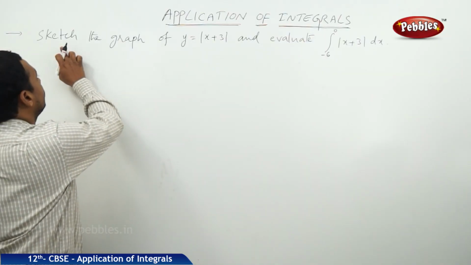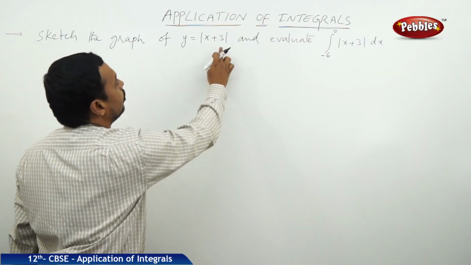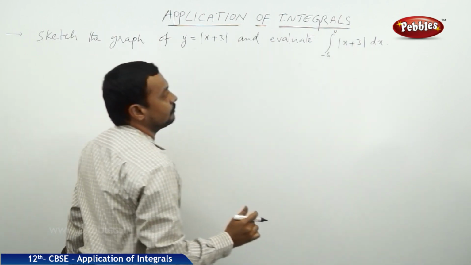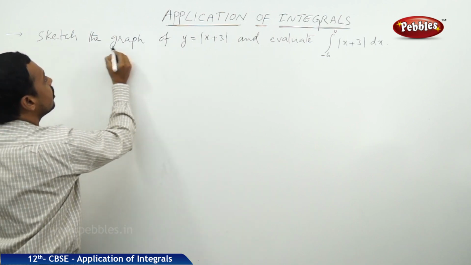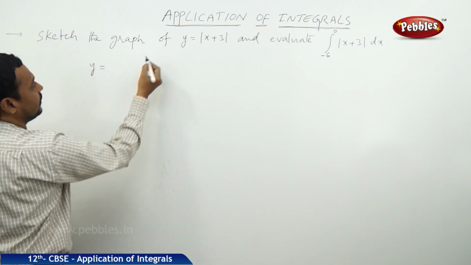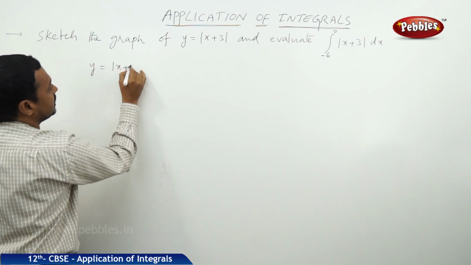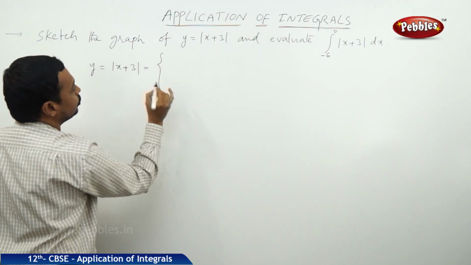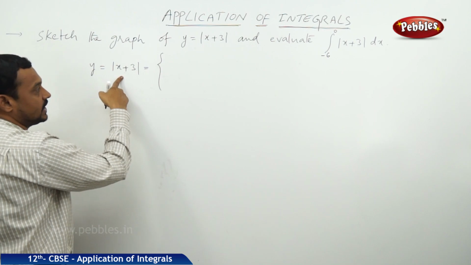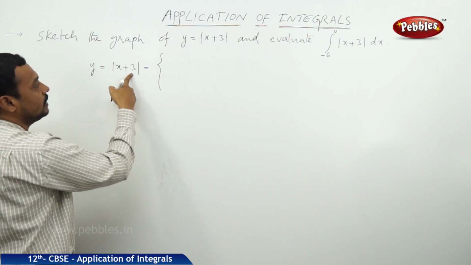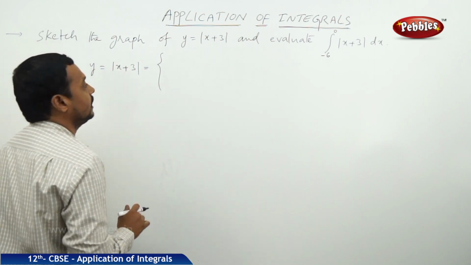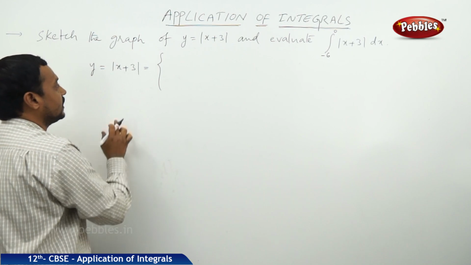Here is one problem: sketch the graph of y is equal to mod x plus 3 and evaluate integral minus 6 to 0 modulus of x plus 3 dx. Now let us draw the graph of y is equal to mod x first. Before that, let us define the function y is equal to mod x plus 3. Now we can define it in two ways. Mod x plus 3 is positive at some interval, x plus 3 is positive in some interval and x plus 3 is negative in some interval. Now let us identify that.